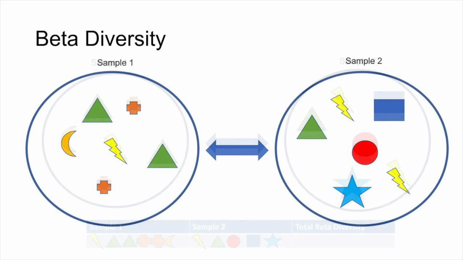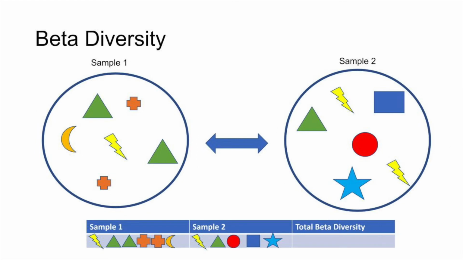For this example, we can see that there are both similarities and differences between the shapes in the samples. Beta diversity analyzes the difference between samples. Therefore, the repeated shapes found in sample 1 and sample 2 will cancel each other out, and we will count the number of unique shapes found between the samples. So, with 5 different shapes between the 2 samples, we will have a total beta diversity of 5.